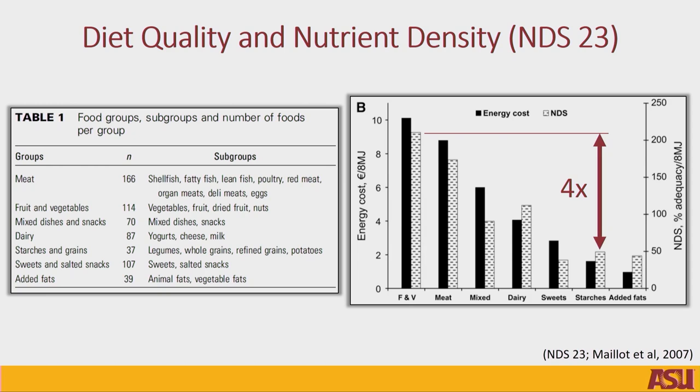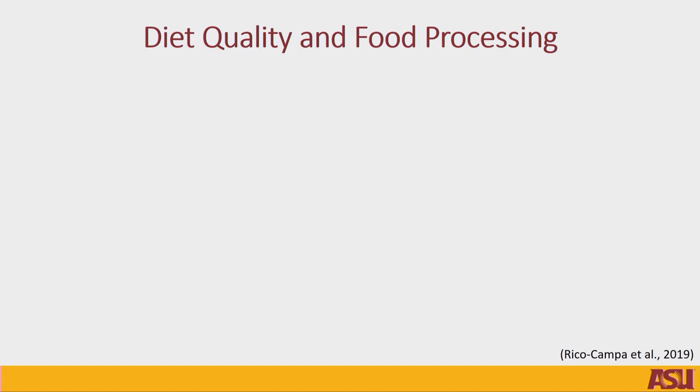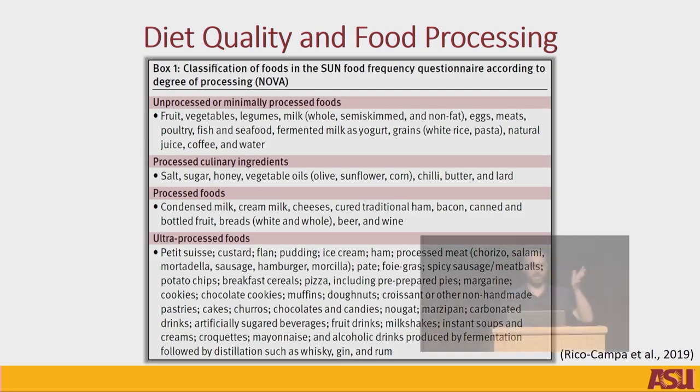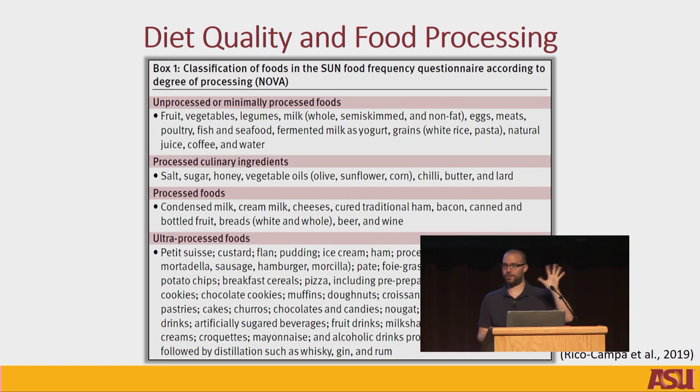Now we're going to look at a way to think about food processing. Has anybody heard of the NOVA classification system? It's pretty hot in the nutrition field right now. So this breaks up foods into four different groups. You have your unprocessed or minimally processed foods. These are all your whole foods, your fruits, your vegetables, legumes. They include milk here, eggs, meat, etc. They also include some grains in this categorization.